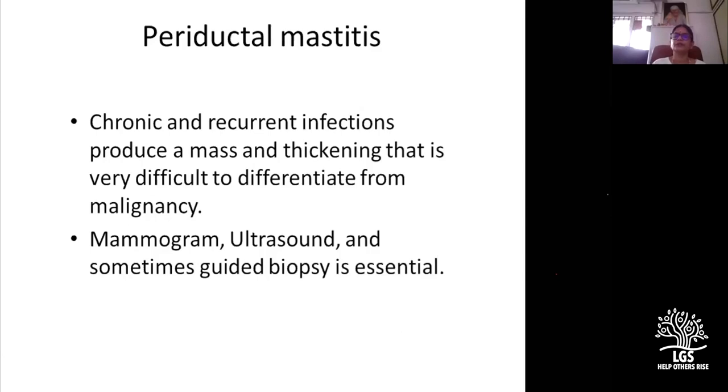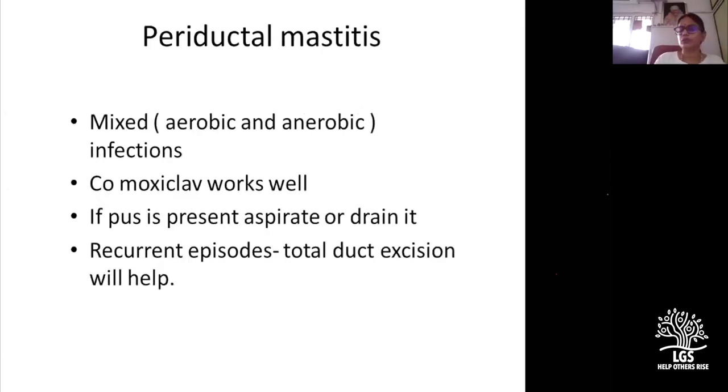And that actually takes care of repeated infection, because you are essentially discontinuing the ducts, and that should remove the problem of recurrent infections. And always, whatever we remove, we send it for pathology, and make sure that you're not missing a malignancy. So again, if there is pus, aspirate it or drain it with a mini incision and drainage under local. This need not be taken to theatre; just local, and drain it will suffice. And because it's mixed aerobic and anaerobic, Augmentin works well. So like I said, for recurrent episodes, do a total duct excision.